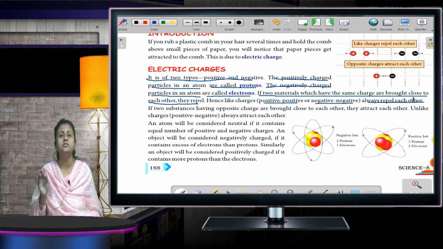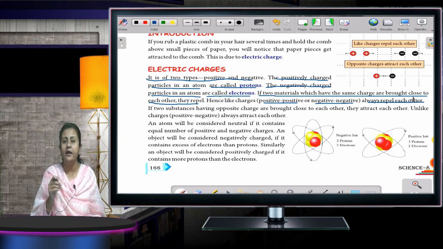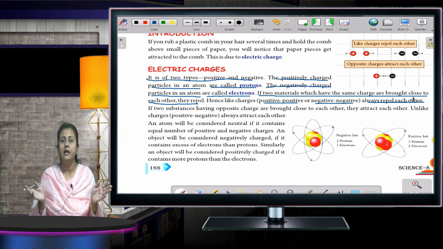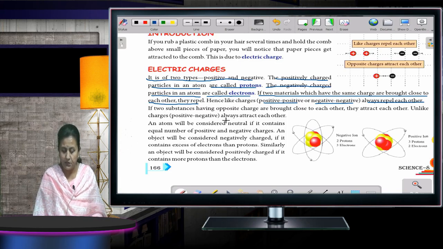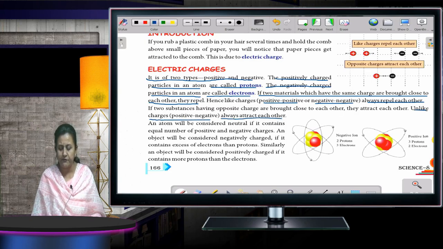As I told you, same charges will repel, whereas on the other hand, if the charges are different, one is positive and the other one is negative, or the first one is negative and the other one is positive, then what will happen? They will attract each other. Okay, now here you can see, unlike charges, that is positive and negative, always attract each other.